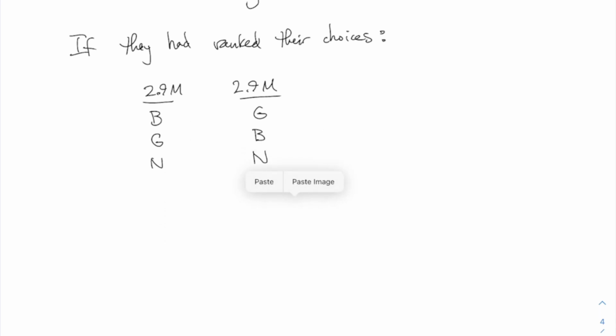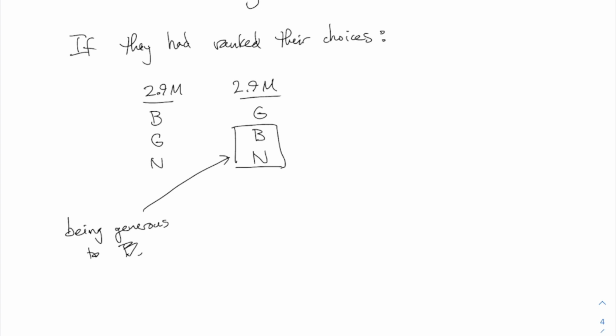What I'm trying to do here is really a big leap of an assumption, but here I'm being generous to Bush. Right? I'm saying, let's just imagine that all the Gore voters actually thought Bush was the second best. This is almost certainly not true, but I'm trying to be as generous as possible to our dear President George W. Bush. All right, and then the Nader voters.